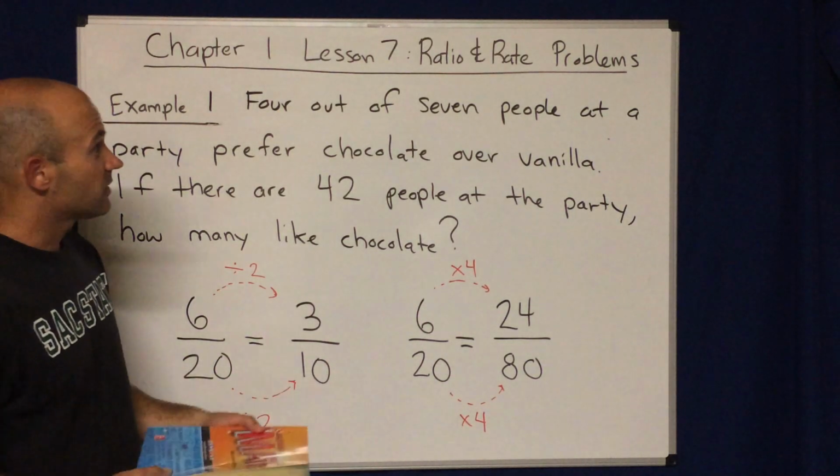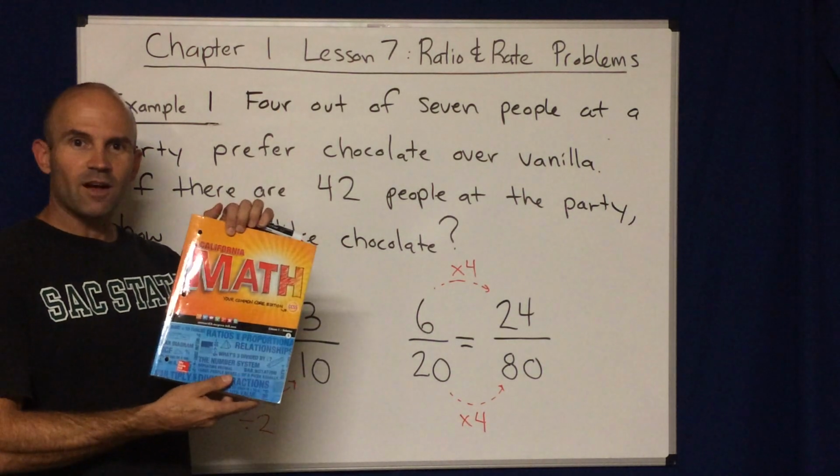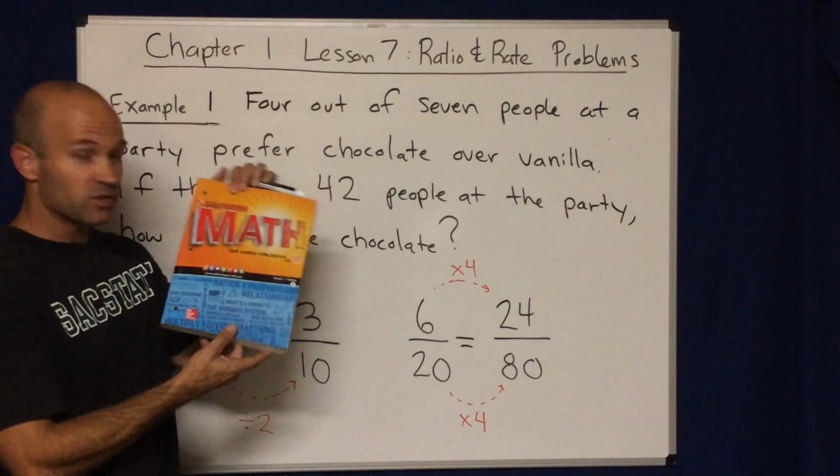Right, this is Chapter 1, Lesson 7, Ratio and Rate Problems from California Math, your Common Core edition. This is for 6th grade.